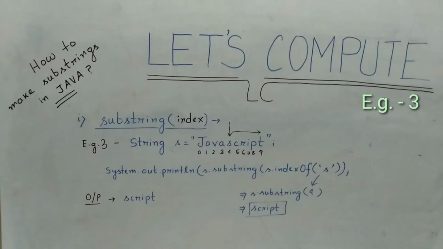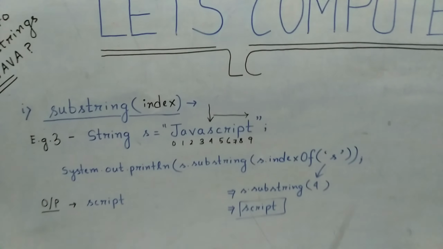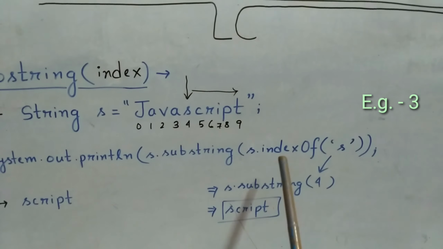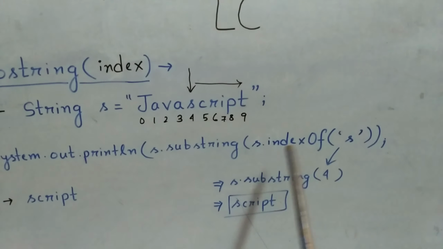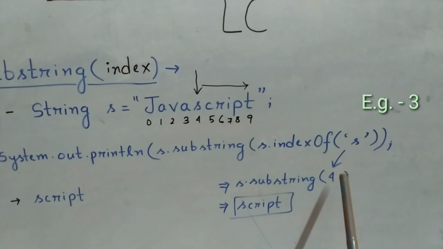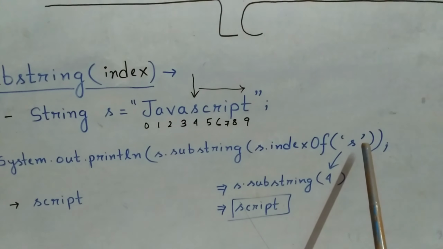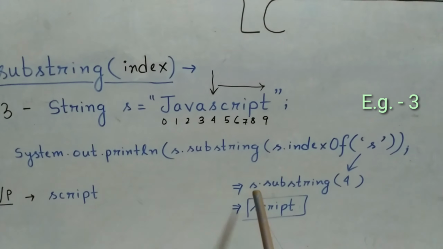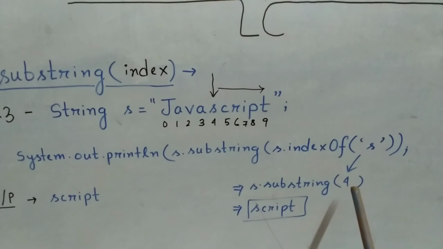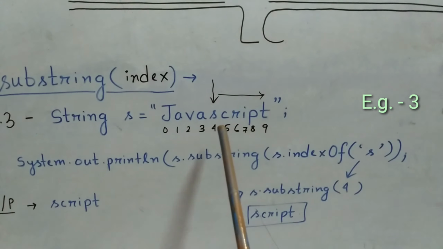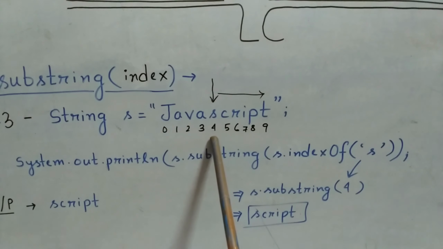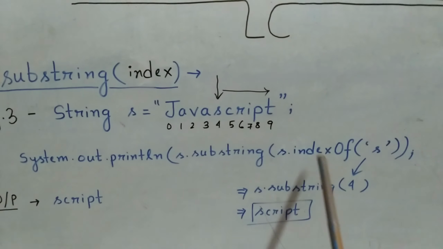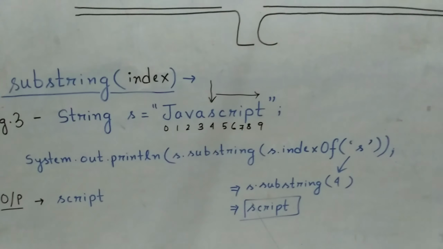No, not a bouncer at all, only a nesting of function calls. Well, according to the BODMAS rule, the innermost part would be executed at first. s.indexOf s would return 4 since the mentioned character s remains at the index position 4. Now it becomes s.substring 4. Hence, the extraction would be started from the index position 4 and would be continued up to the end of the string. Hence, output: script.